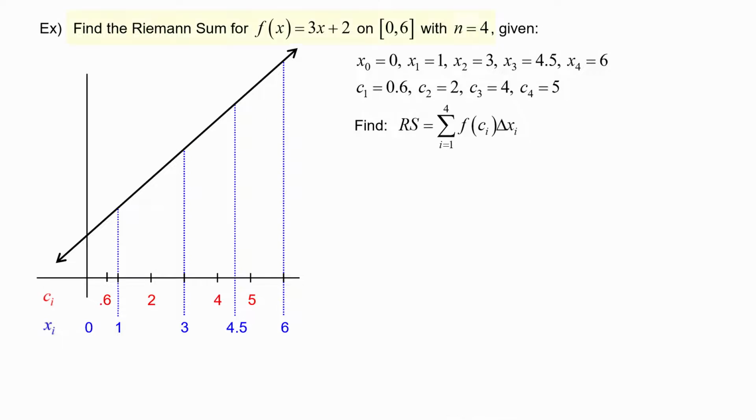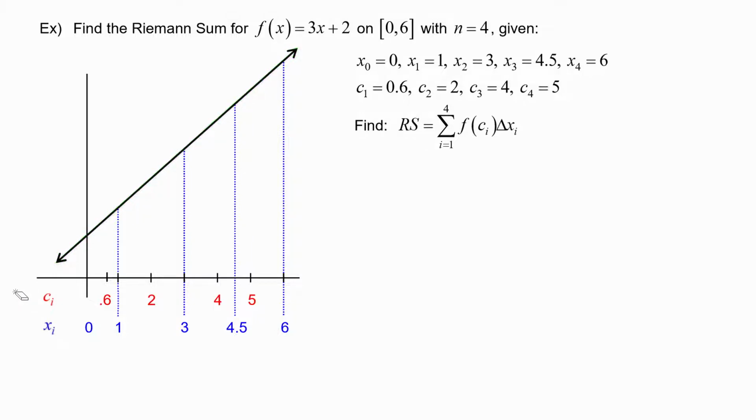In this example, we have to find the Riemann sum for f of x equals 3x plus 2 on the interval 0 to 6 with n equals 4. So this is a graph of f of x here. We know it's linear.